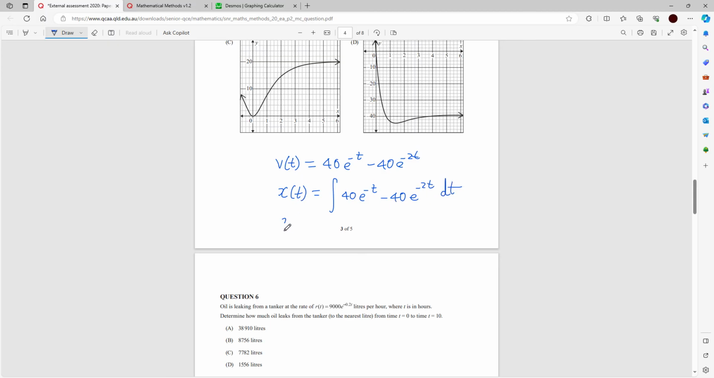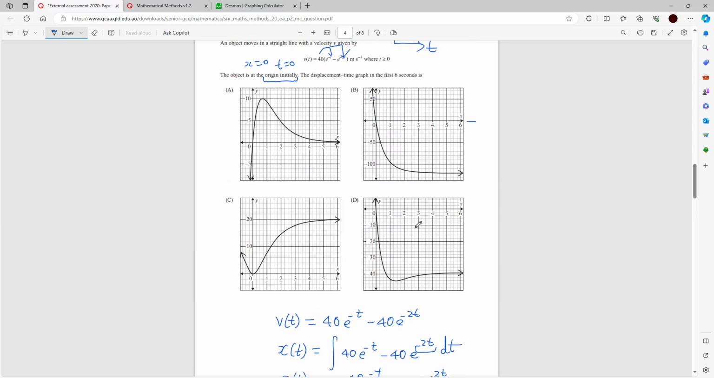So if I integrate each of these separately, I divide by the differential of minus t, so that's going to be minus 1, so I'll get minus 40 e to the minus t for my first bit. Then I divide by the differential of this, which is minus 2, so minus 40 divided by minus 2 is positive 20 e to the minus 2t, because your Euler term doesn't change. And then you've got your plus c.